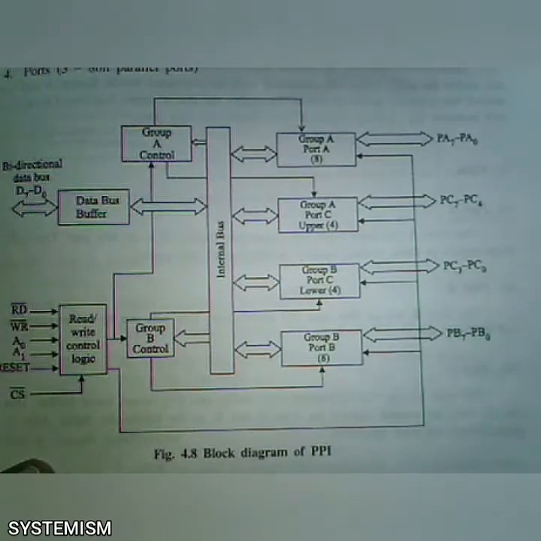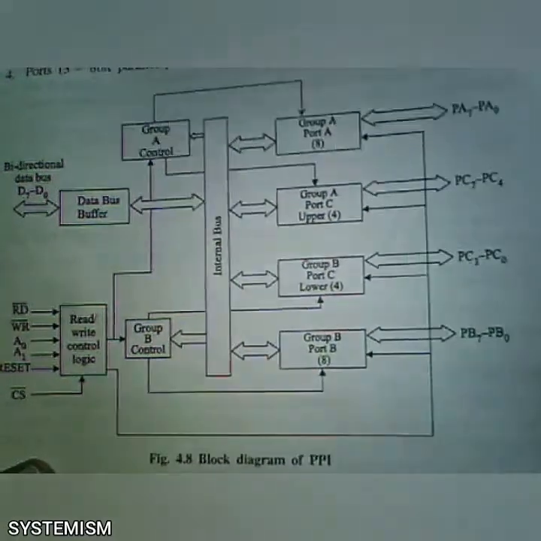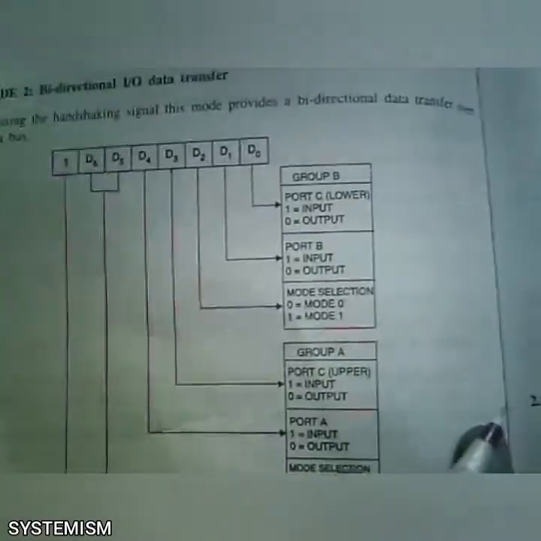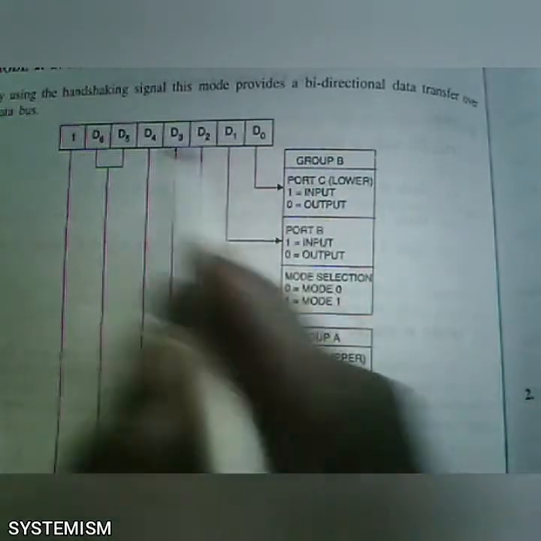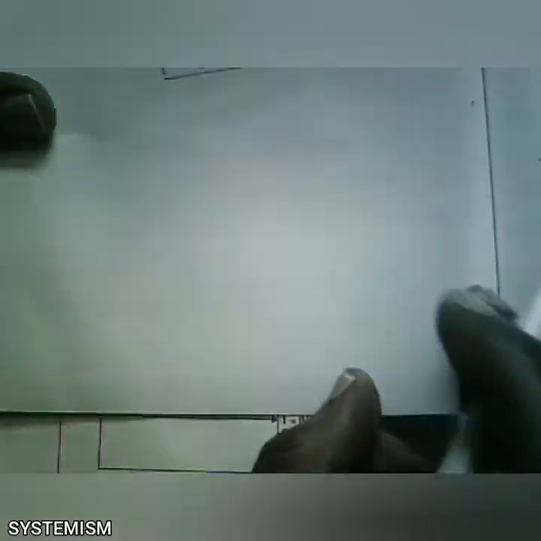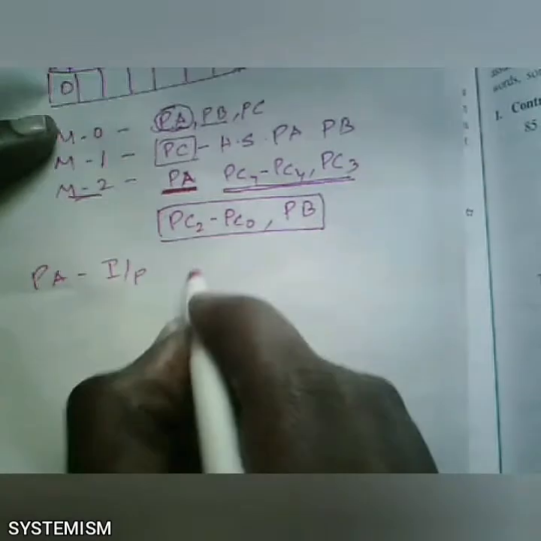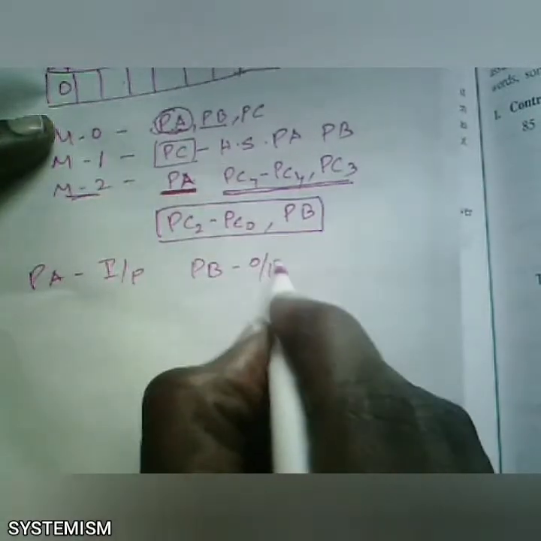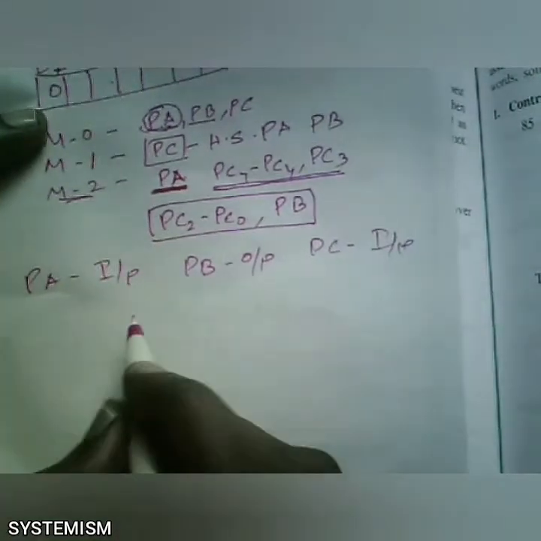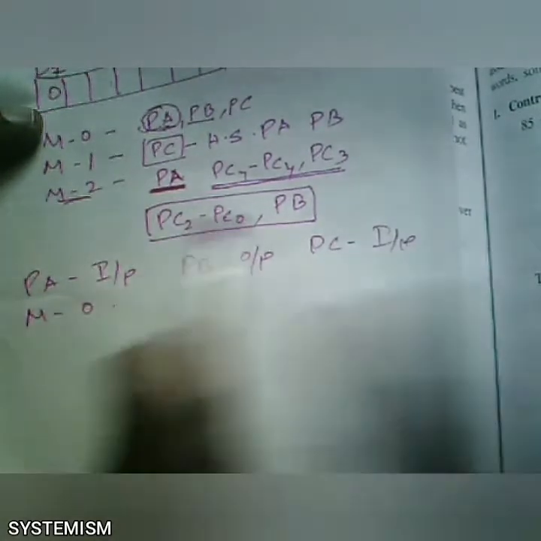So how to do this? You can convert your ports according to the values you put here, and you can also select the mode according to the values you put here. Let me explain one example. First, I want port A as an input port, port B as an output port, and port C as an input port. I want the mode of operation to be mode 0, simple input output mode.